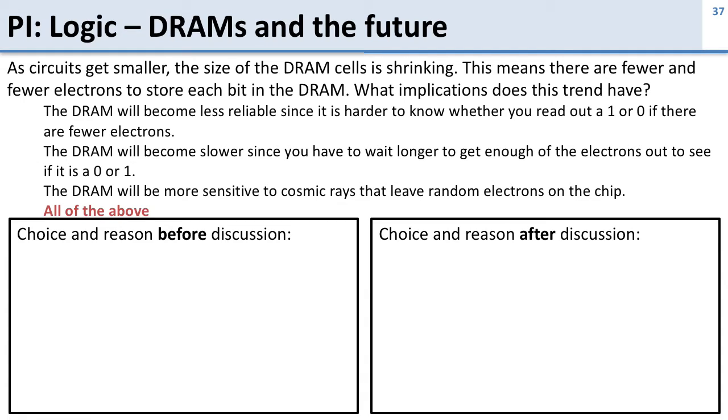Well, the answer is here that all of these are true. The DRAM will become less reliable. There are fewer electrons in there. It's harder to read out the value accurately. The DRAM will become slower. Well, if there are fewer electrons, we may have to wait longer to see it come out. And the DRAM is more sensitive to cosmic rays. So if a cosmic ray hits and leaves random electrons, if we have very few to start with, we are going to be more sensitive to it. So all of the above.